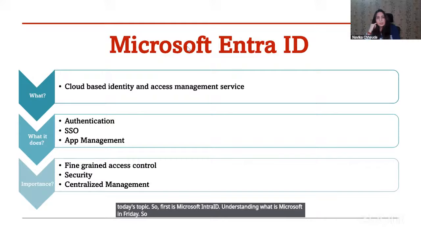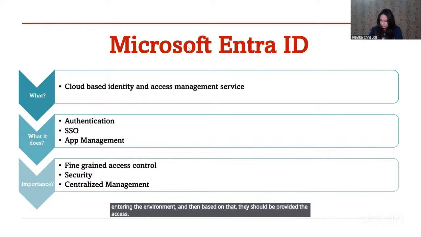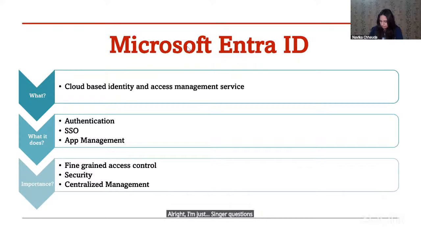Microsoft Entra ID is basically a system which helps us check who you are, and then based on that it decides what you are allowed to do. Got it? Who you are and what you are allowed to do. Microsoft Entra ID is in a way like a gatekeeper, you can say. Or it is that centralized place where it ensures that only the authorized, authenticated people are actually entering the environment, and based on that, they should be provided the access. All right?